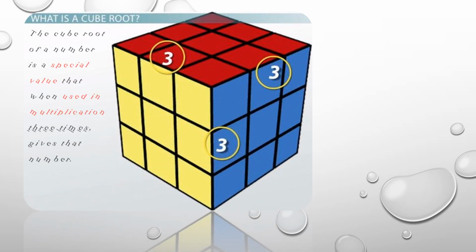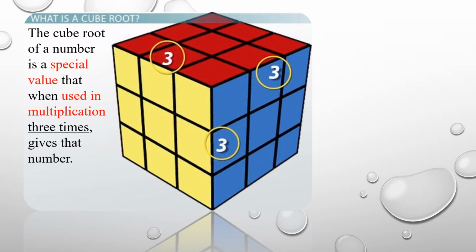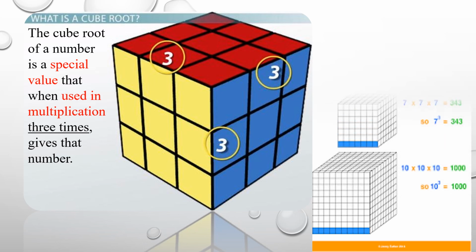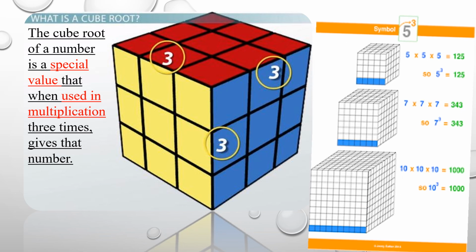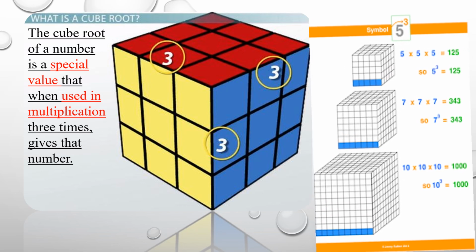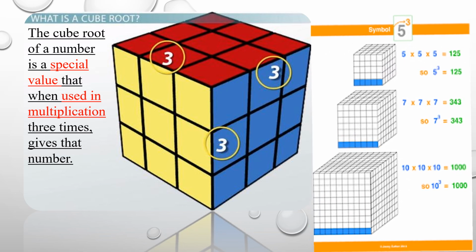Then, what is a cube? Actually, we need to ask ourselves, what is a cube? A cube, we had seen that as a number multiplied by itself 3 times. What's a cube root then? It is the special number which, when used in multiplication 3 times, gives that number.